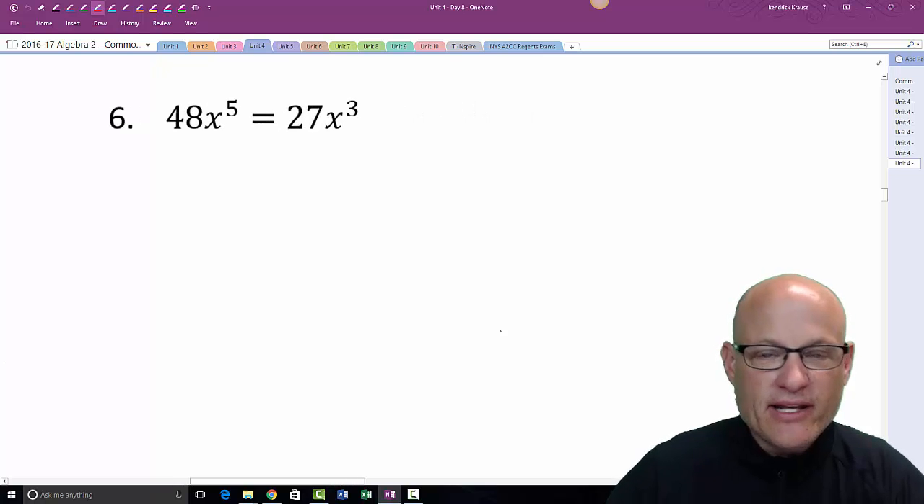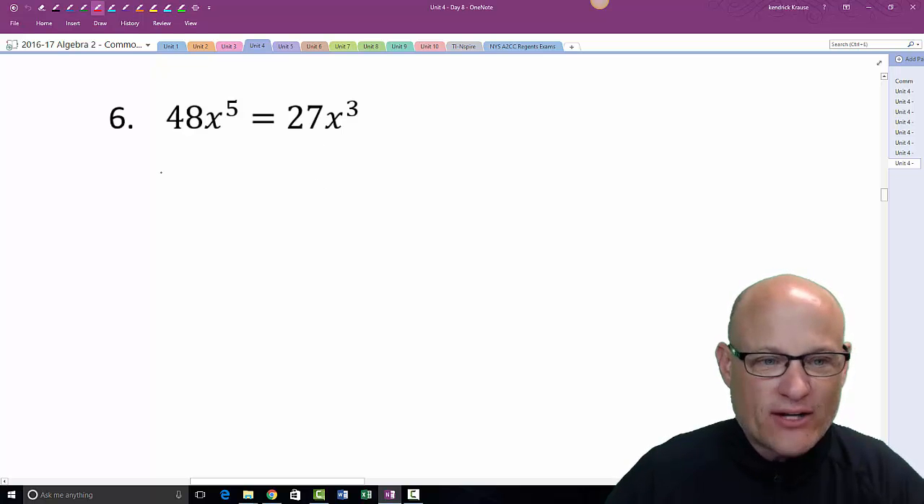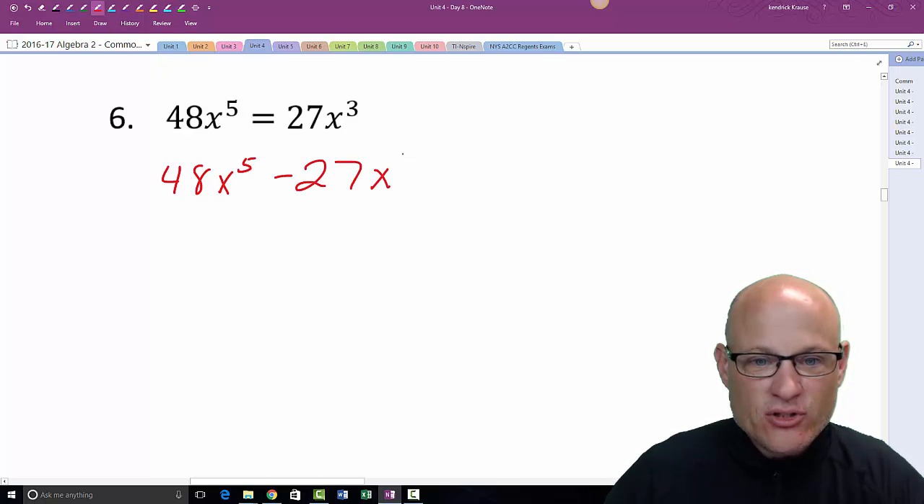What do we got here? Let's set it equal to 0. Don't divide. You're going to start losing factors. You can't just divide by x cubed. That means you're going to lose factors. You need to set it equal to 0. 48x to the 5th minus 27x cubed equals 0.